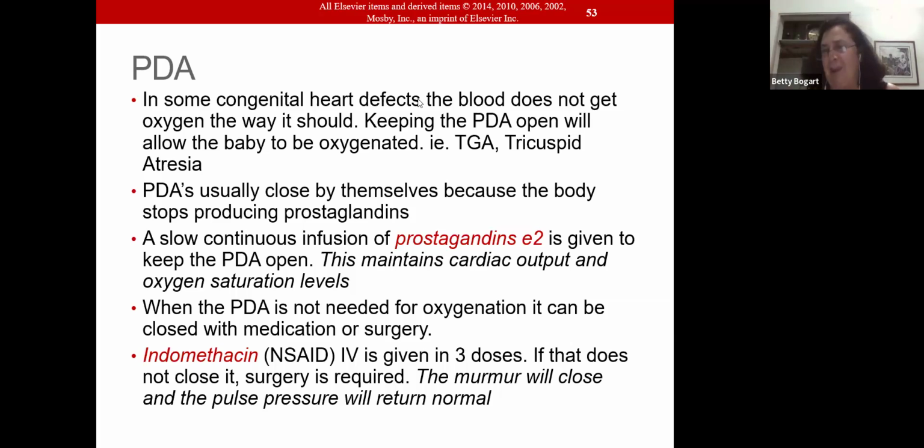How would you know it's working as you were administering it as a nurse? The murmur would disappear. You're not hearing it. And guess what? That bottom diastolic number is going to go back to 40 or close to there again. You know it's closed just by looking at that.